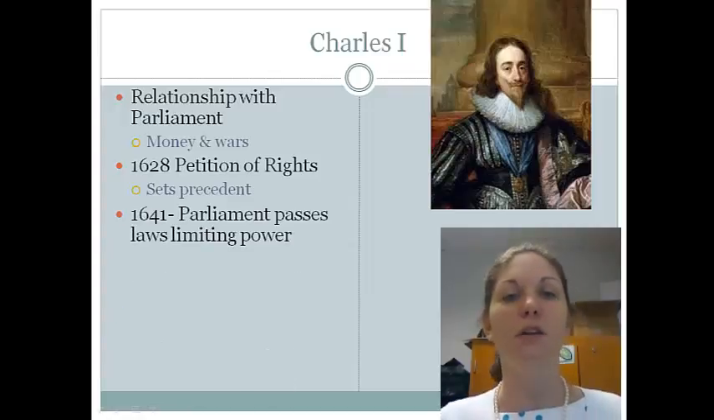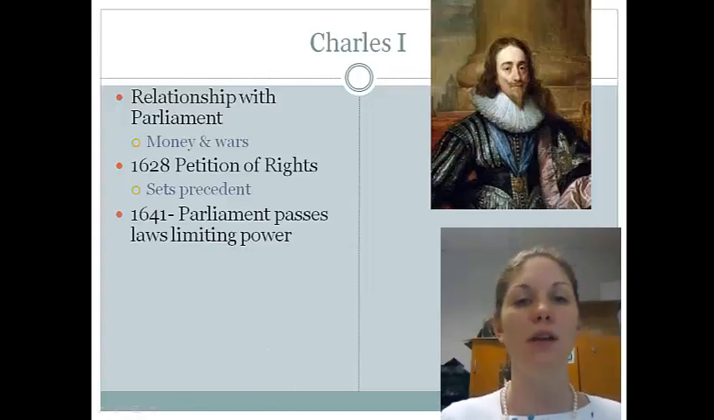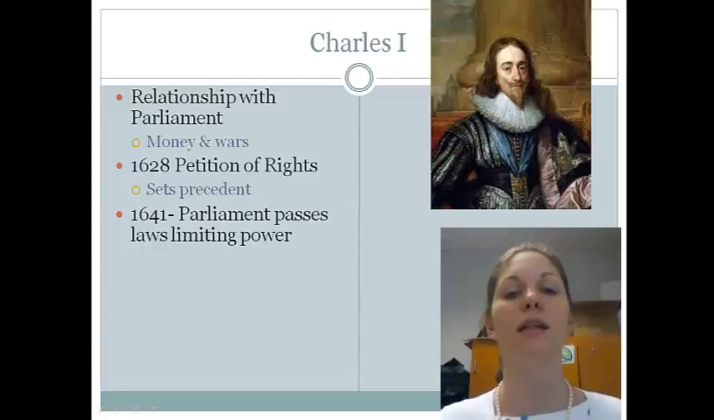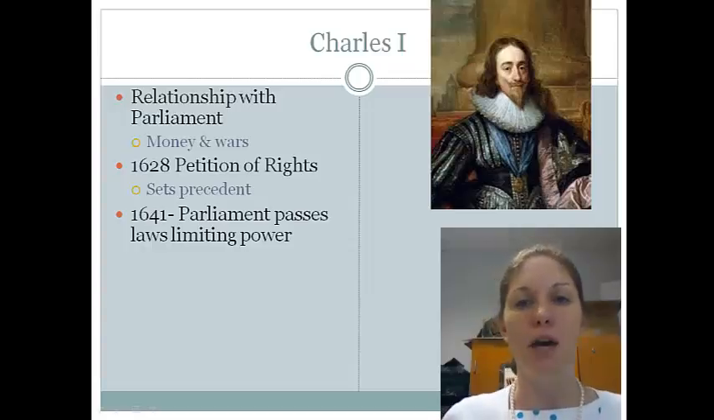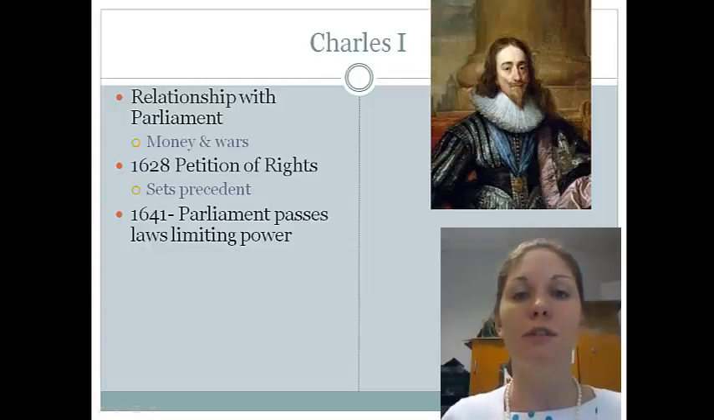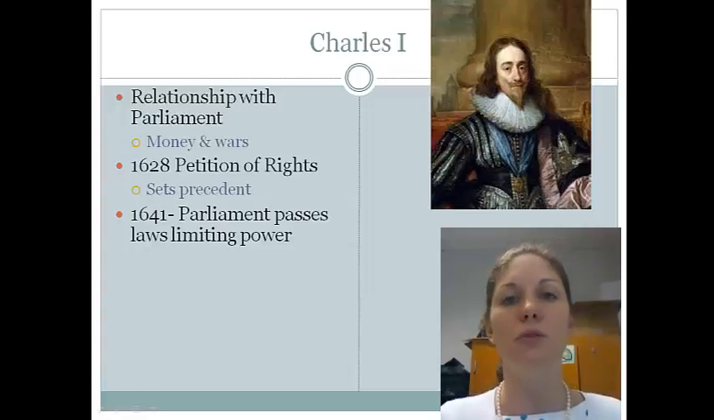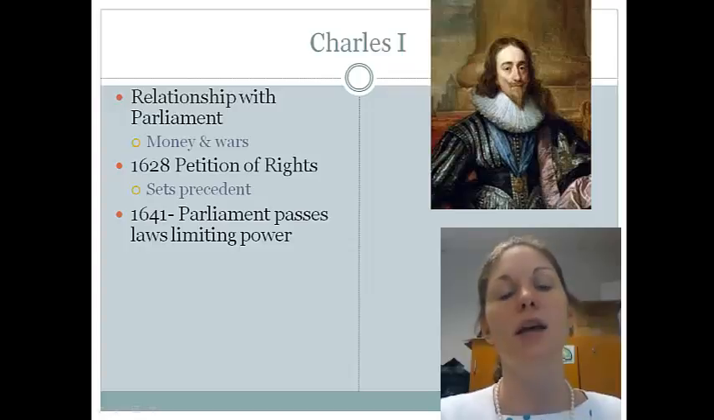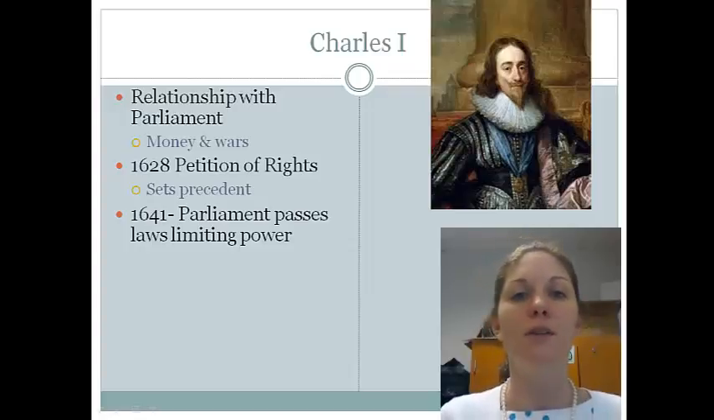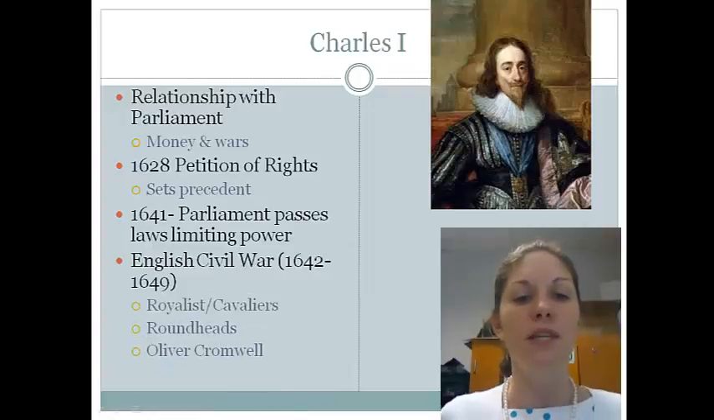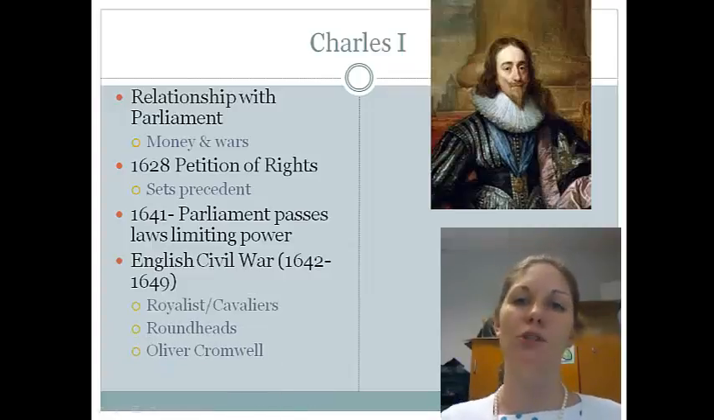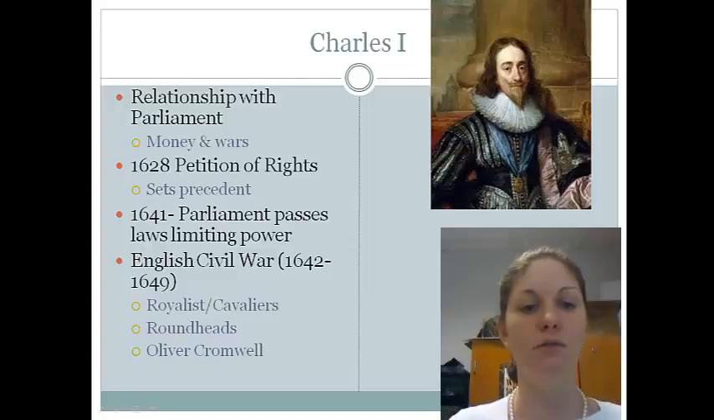So, a little bit down the road in 1641, Parliament passes more laws that limit the power of the monarch. This upsets Charles I a lot, and he flees to the north of England. He's also the king over Scotland and Ireland at this point in time, so he has support in the north, and he flees to the north. This starts the English Civil War, which lasts from 1642 to 1649.